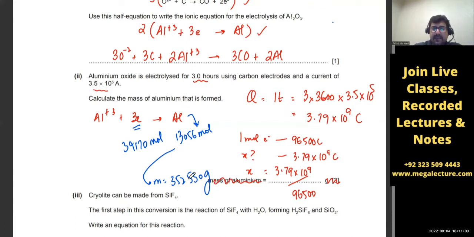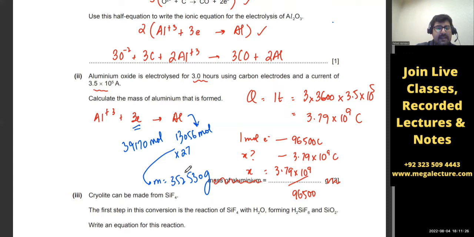That's it. So मैंने पहले charge निकाला. From charge, I was able to figure out, using the Faraday constant, the moles of electrons. Once I have the moles of electrons, I can use the ratio 3:1, find the moles of aluminium, and then multiply it by the Ar, which is 27.